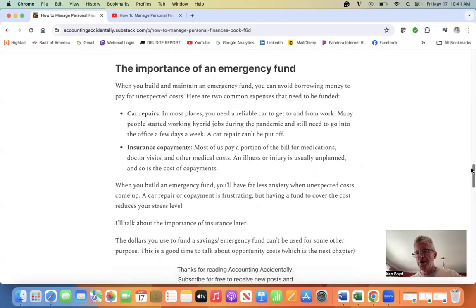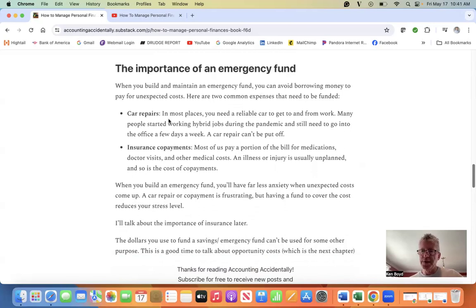The importance of emergency funds. So many people don't do this, and it's such a stress reliever. When you build and maintain an emergency fund, you can avoid borrowing money to pay for unexpected costs, and unexpected costs always happen. Here are 2 common expenses that need to be funded.